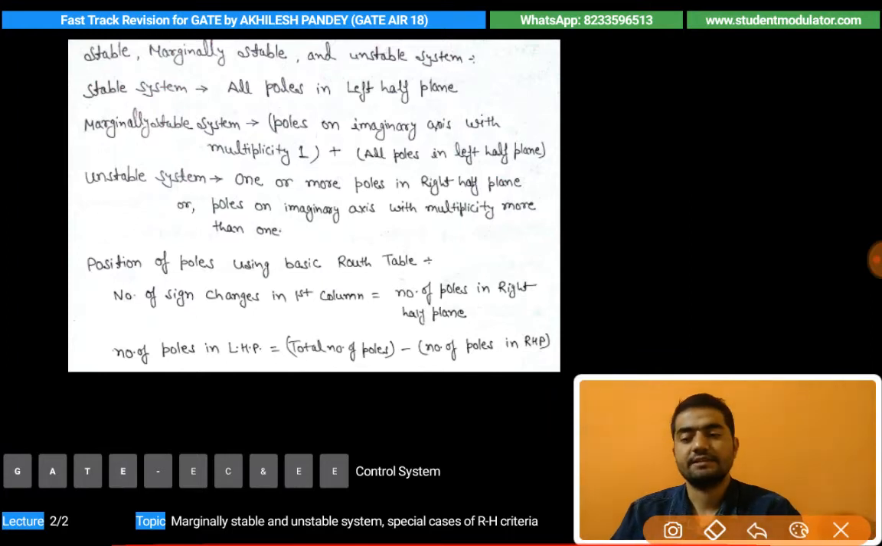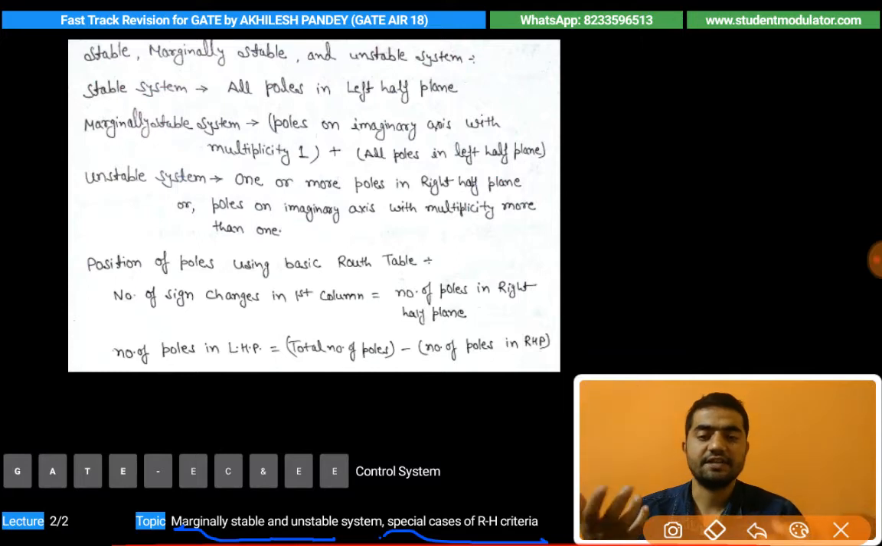This is lecture number 2 of chapter 2 of control system, and the topics that we will cover in this lecture are marginally stable, meaning we will understand the meaning of marginally stable system and unstable system, and then we will learn the special cases of Routh Hurwitz criteria. That was the basic Routh Hurwitz table that we have done in the previous class, and we learned the Routh Hurwitz stability criteria. In this lecture we will learn some special cases of it.